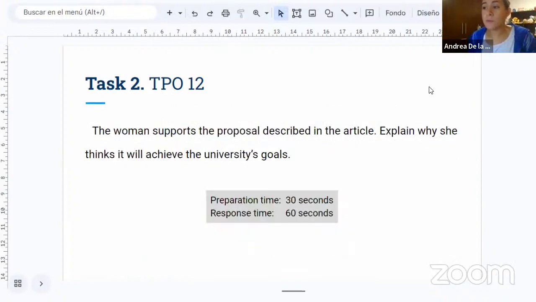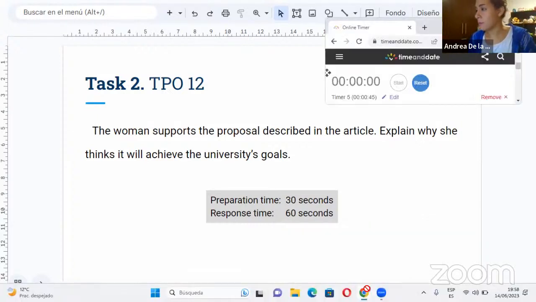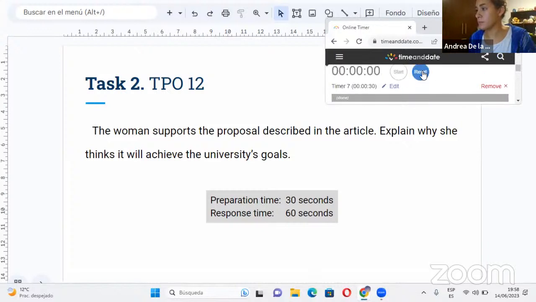Now, the woman supports the proposal described in the article. Explain why she thinks it will achieve the university's goals. Now you will have 30 seconds to prepare your responses.